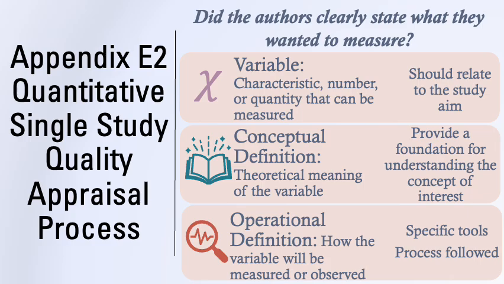A conceptual definition is a dictionary definition of the theoretical meaning of the variable of interest. Conceptual definitions provide a foundational understanding of the concept of interest. For example, if you're going to measure stress, you need to conceptually define what stress is as a phenomena. An operational definition explains how the concept or variable will be measured or observed in the study. An operational definition may include the use of a specific tool or process. Only together do conceptual and operational definitions provide a clear picture of what the investigators want to measure.